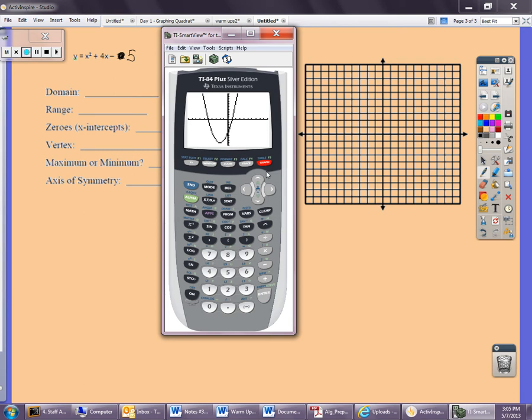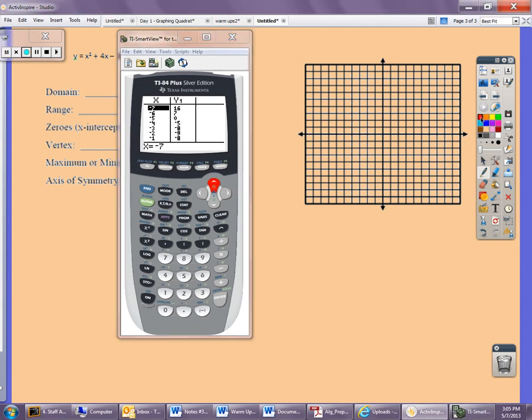So we can see the graph, and we want to plot our points. So we go to second graph, we look at our table, and we plot our points. So we can't plot 16, so we can start with negative 6, 7. So we have negative 6, 7. So we would go negative 6, 7.